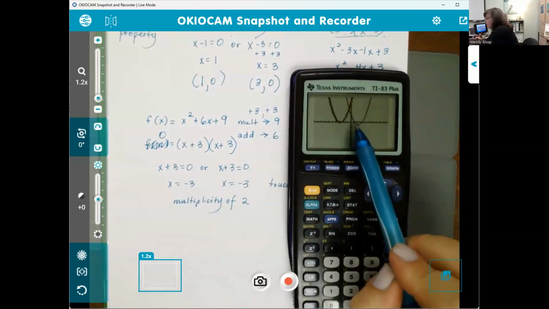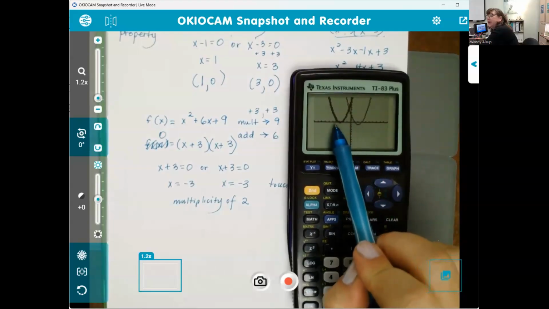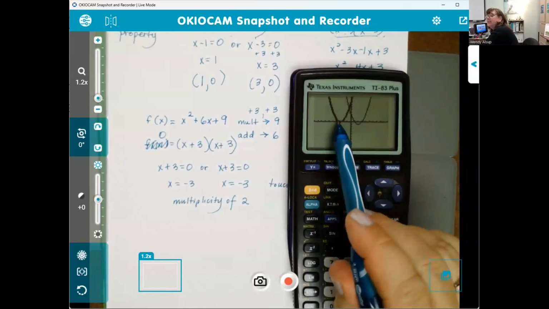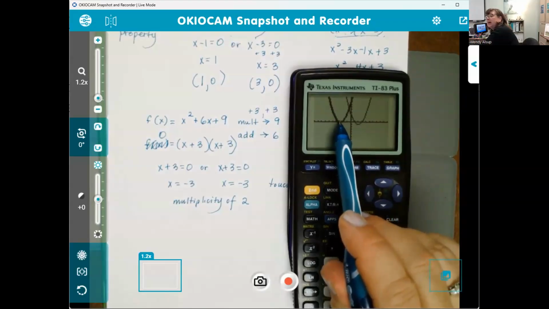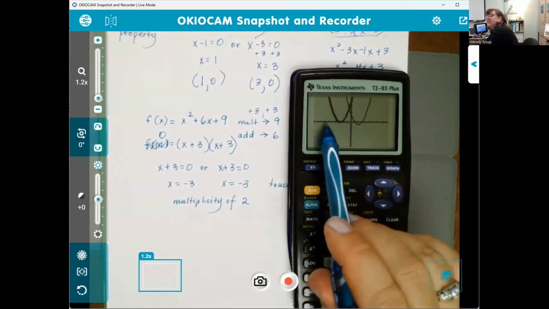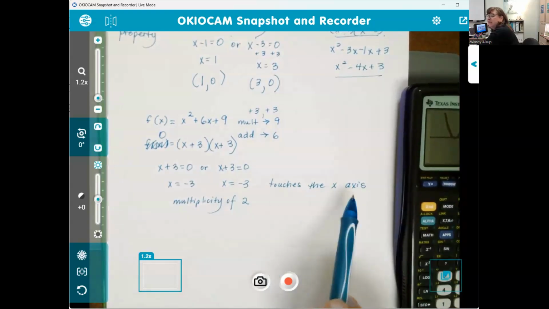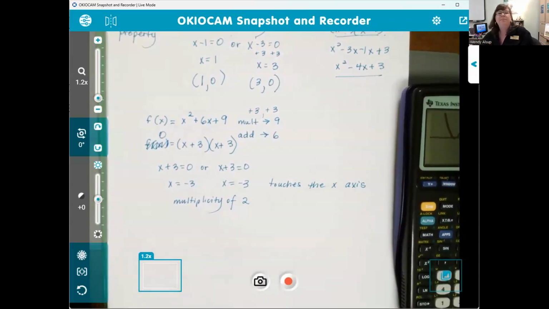All right, notice the first one we did had 2 places that it crossed. The second one had 1 repeated solution, multiplicity 2, and on this graph, it only touches there, okay? It touches, so it is an x-intercept. It touches at the x-axis, but it doesn't cross it. So at multiplicity of 2, it's going to touch the x-axis and not cross it, okay?